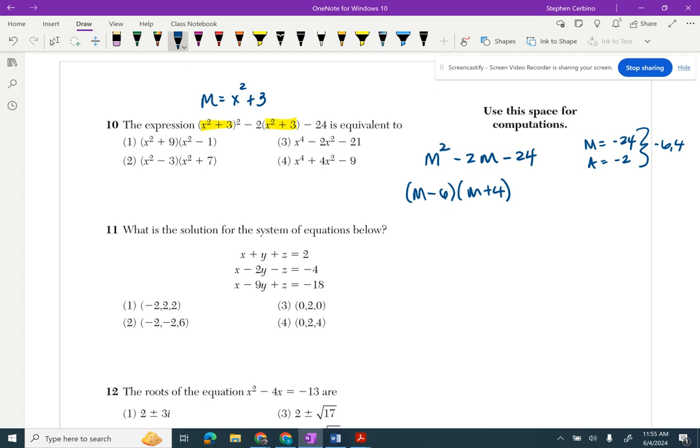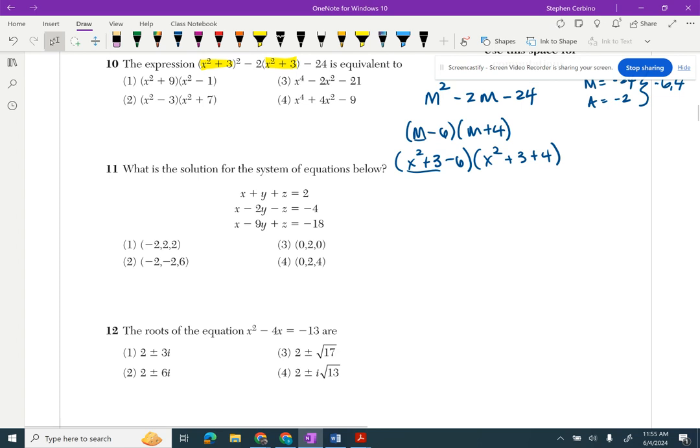Notice that's not a choice because I don't even have m in this problem. So I got to replug m back in. Instead of m, I'm going to put x squared plus 3 minus 6. I'm replacing m with x squared plus 3, and x squared plus 3 plus 4. We then can clean up what's inside the parentheses to get x squared minus 3 and x squared plus 7. There's my answer.